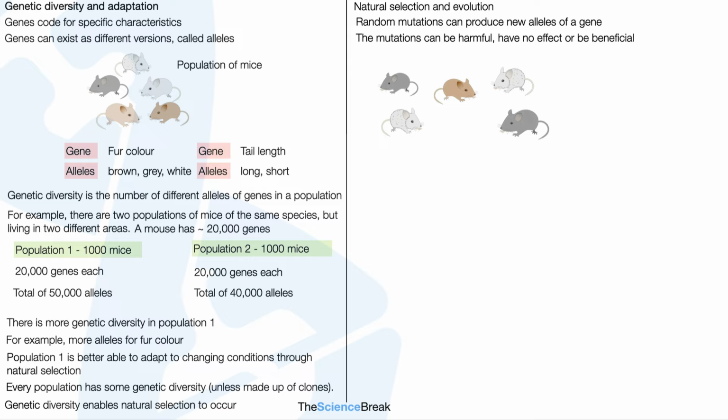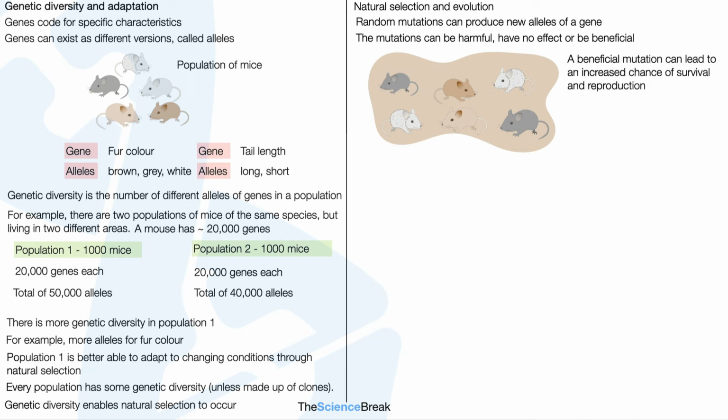Here's a population of those mice again. Imagine there is a mutation in the gene for fur color to produce a new allele, and that allele, let's say, is a slightly paler shade of brown. If the environment where these mice live has a kind of light brown color, then we have an advantageous fur color in that mouse with the new allele.